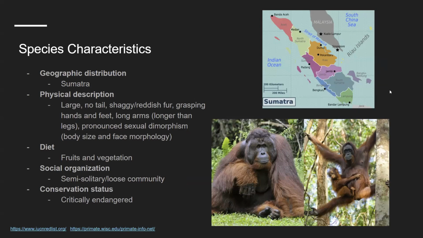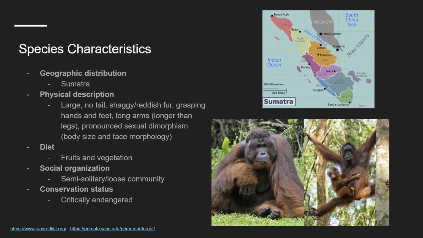And then the physical description of this species: they're large, they have no tail, and they have that very typical shaggy reddish fur that orangutans tend to have. They have grasping hands and feet, really long arms. Their arm span is about 7 feet long, definitely longer than their legs. And of course, they have a pronounced sexual dimorphism. Body size wise, males will be bigger. They will be heavier and taller than females.